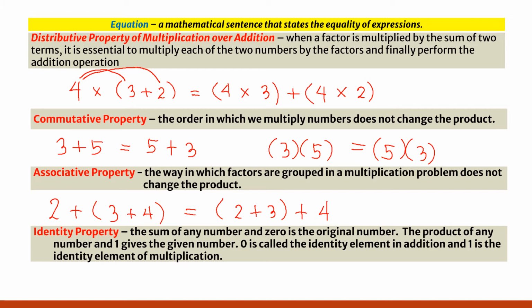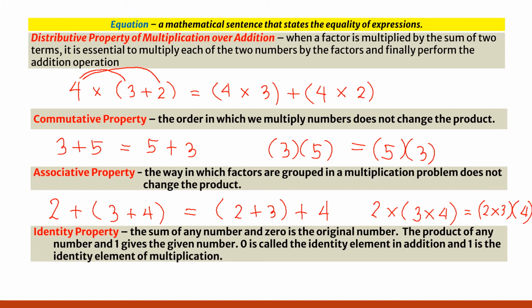Same with sa multiplication. For example, I have 2 times the product of 3 and 4, for example. At dahil associative, pwede siyang maging 2 times 3 muna. Okay? And then, saka lang natin i-multiply by 4. So, this is what you call associative property.